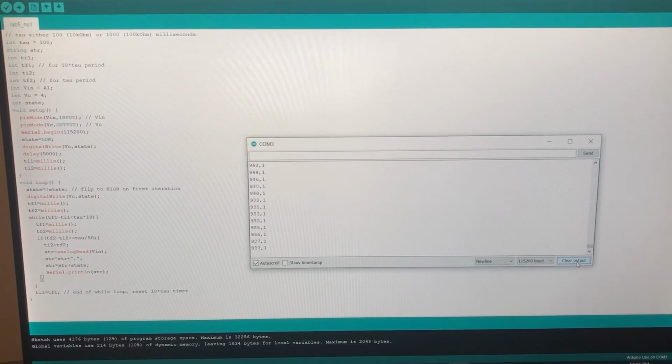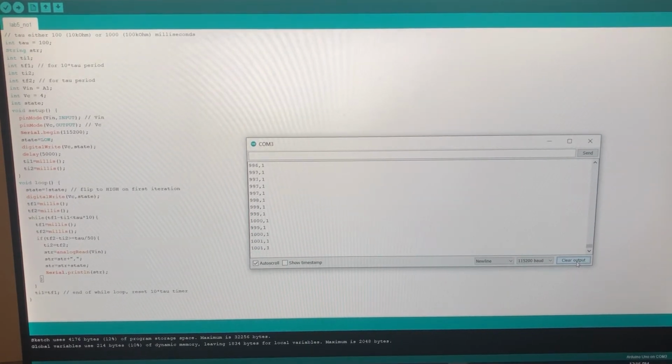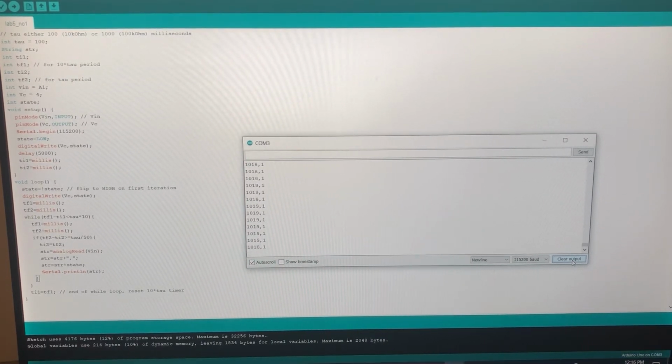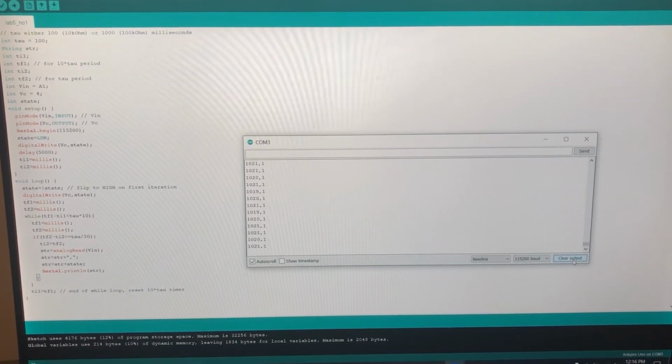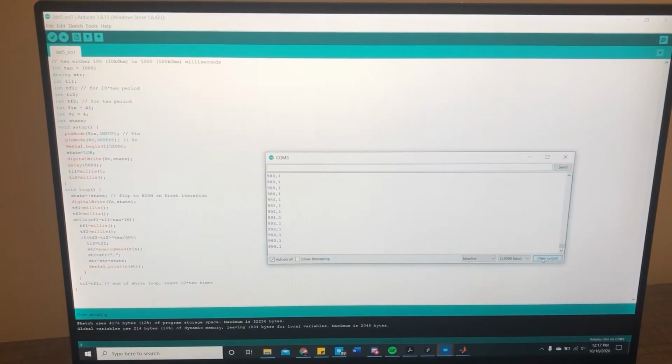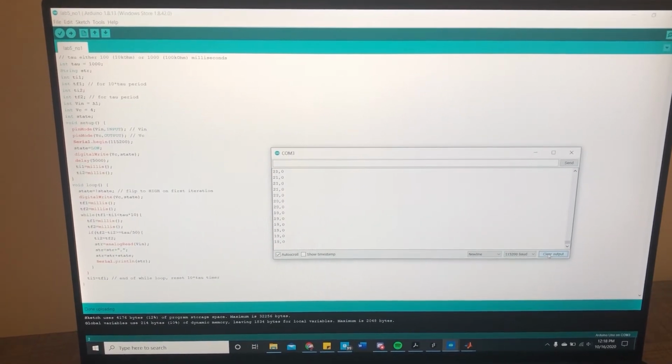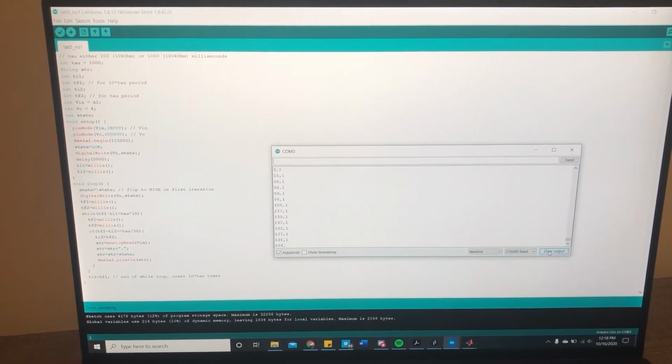Within the monitor right here, you see the 10 kilo ohm resistor. This shows that every 10 tau or every 1 second, it switches. For the next, the 100 kilo ohm resistor, every 10 tau is every 10 seconds and will be shown with a speed of about 2.5 right here.